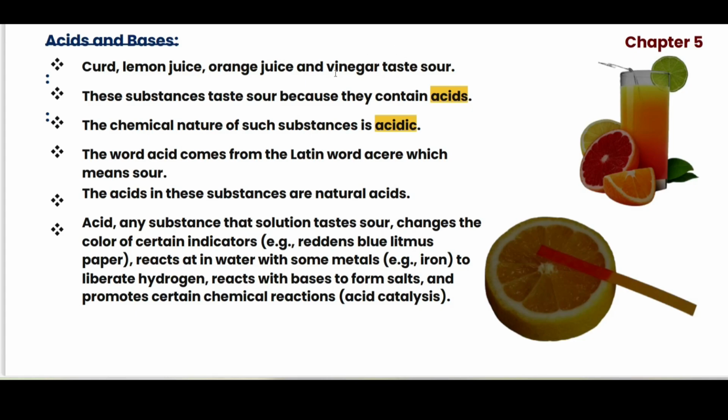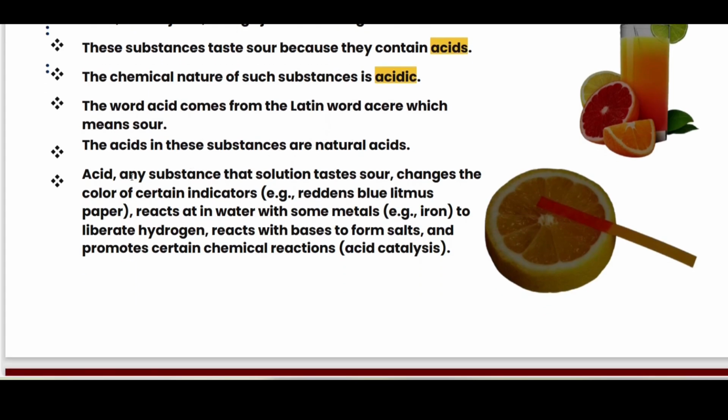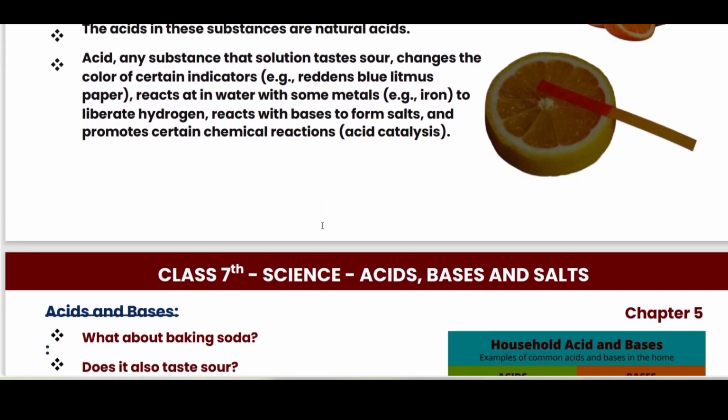Like the same, orange juice, vinegar, right? So here acid we can say: any substance whose solution tastes sour and changes the color of certain indicators. हमने कहा कोई भी सब्सटेंस जो खट्टा होगा, राइट, और जो कलर को चेंज कर दे. That reddens blue litmus paper. Reacts with some metal, for example iron, to liberate hydrogen. Reacts with base to form salt. And promotes certain chemical reactions, acid catalyst. So this is what? Acid, right?